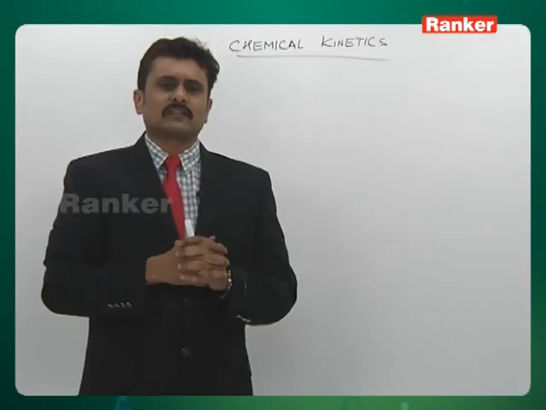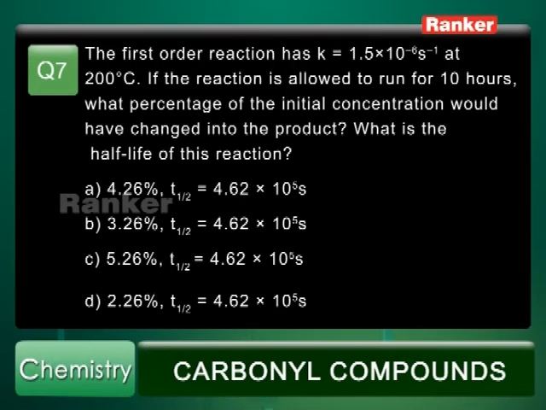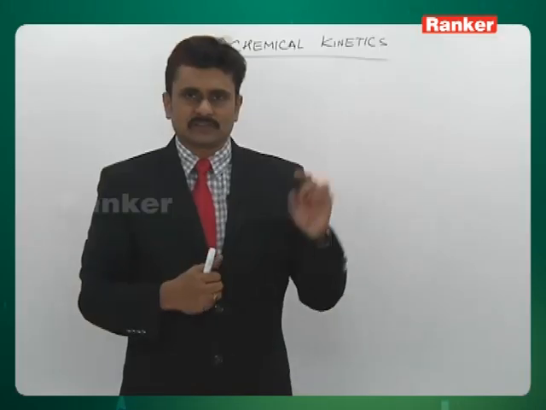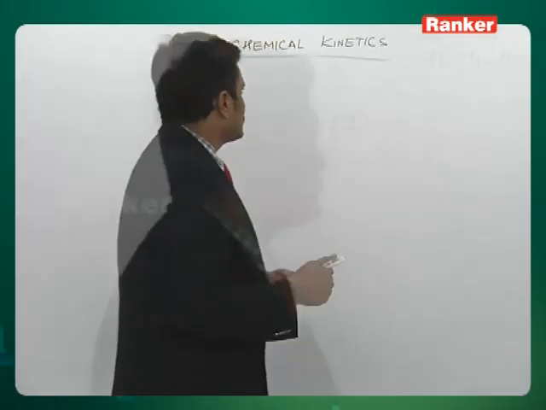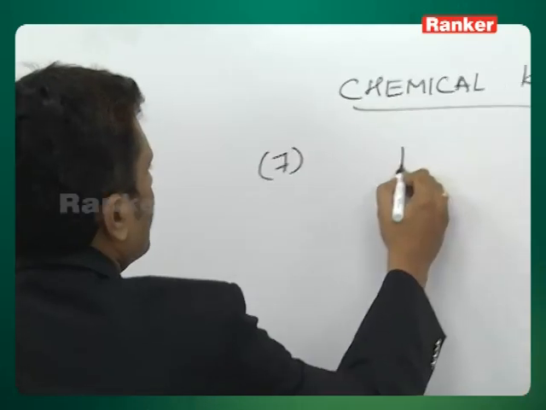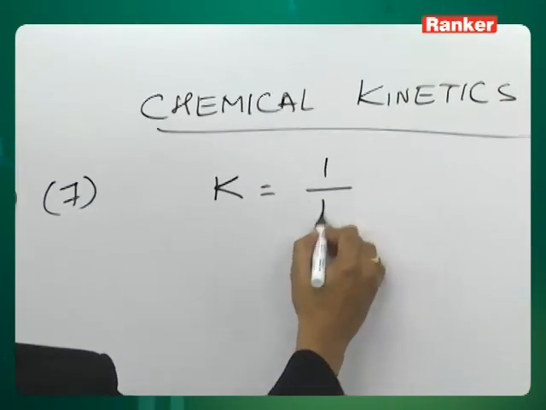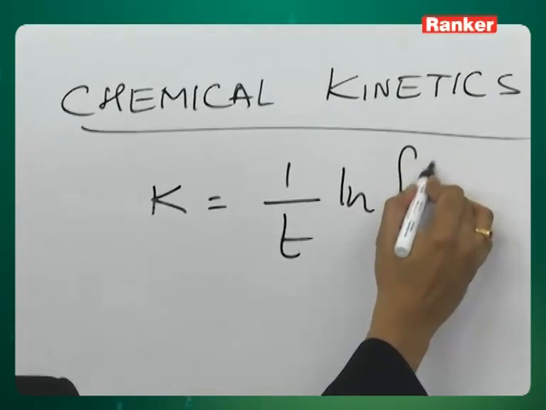We have a first order reaction with K equal to 1.5 into 10 to the power minus 6 second inverse at 200 degrees Celsius. If the reaction is allowed to run for 10 hours, what percentage of the initial concentration would have changed into the product? And you have also been asked to find the half-life of the reaction. Since it's a first order reaction, you have the equation where you will be calculating the value of K by using the integrated rate law.